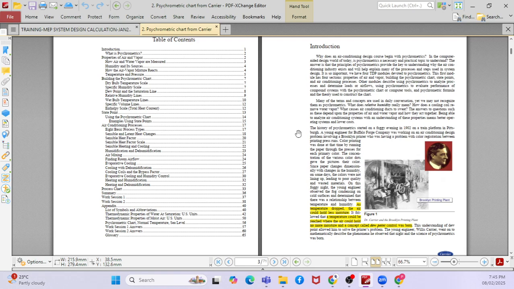Yes, correct. Okay, see, for example, let me open one more guideline, so that you will be clear. I want to master the subject. Yeah, I want to learn ASHRAE.